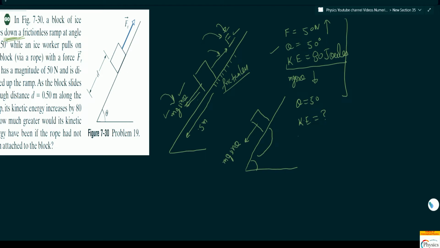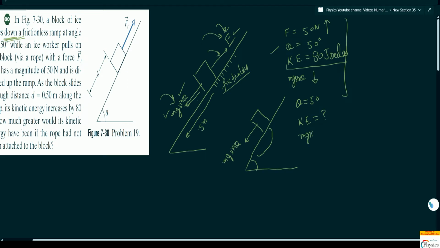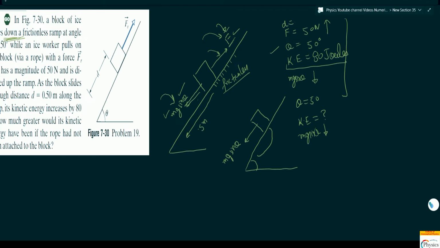There is no force. What exists is mg sin theta, which is trying to bring it down parallel to the incline, and of course the displacement in both cases is 0.5 meters. So if you look at the parameters, the only difference is that the force of 50 newtons is missing in situation number two, right?